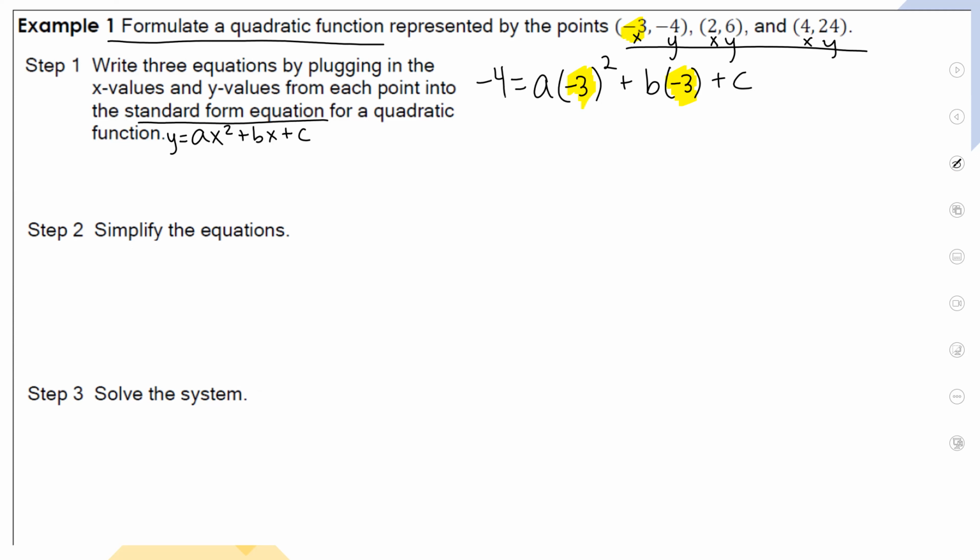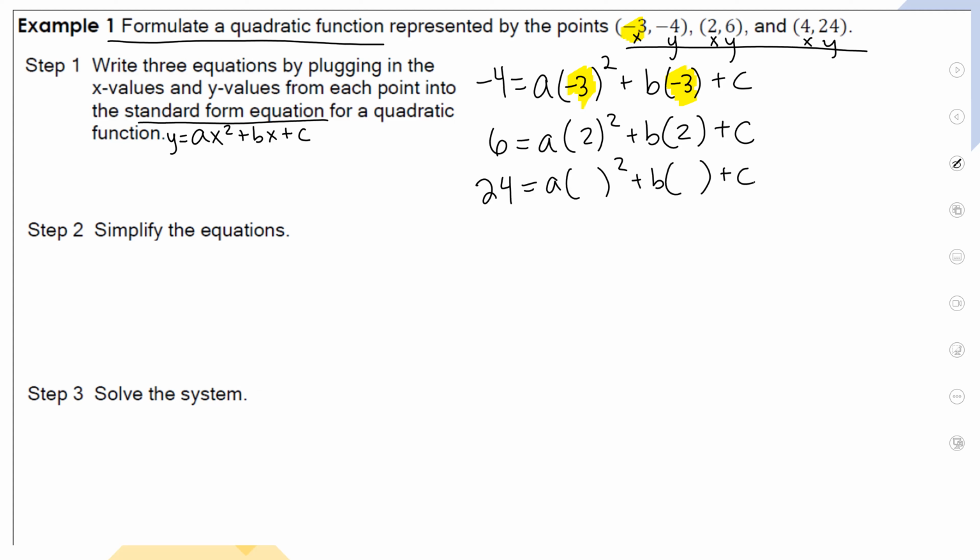Then we're going to do it again with the next point. The next point, the y value is 6, so I'm going to put 6 equals. And then I'm going to plug in my x value into the standard form equation. So that will be 2 and 2. And then finally, the last one, the y value is 24 equals. For my x value, I'm going to plug in a 4. Okay, so that is the first step. We're going to plug the x and y values into the standard equation. That's what we just did.